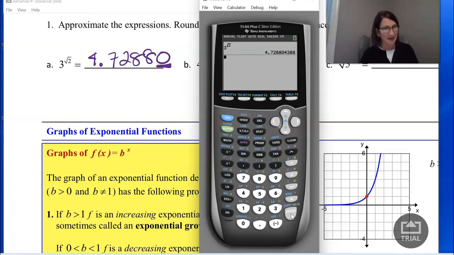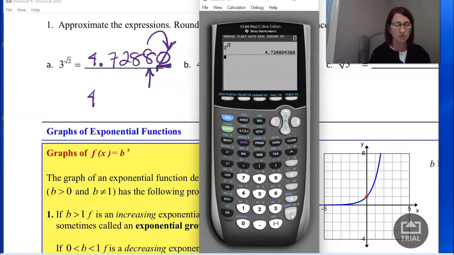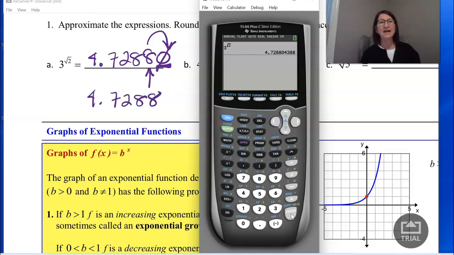That's my 5th spot, a 0. Because after my 4th spot, that's what I'm rounding, I look to that 0 to make a decision. Do I need to add 1 to the 8 or leave it alone? Because that 0 is less than 5, I just leave it alone. So I'm going to take the 0 off. My answer would be 4.7288.